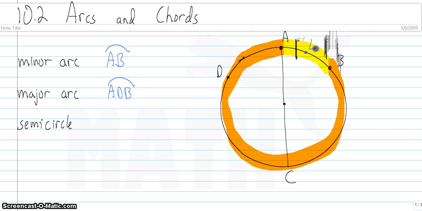If I wanted to put another letter in here, I could also call that minor arc, arc AEB, and that would be accurate as well. But we have to use at least two letters and no more than three letters.